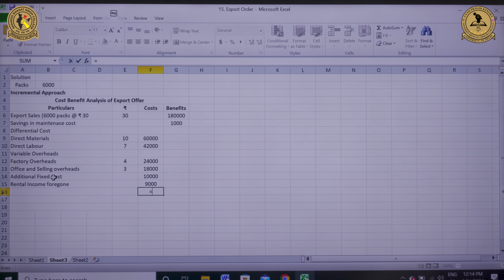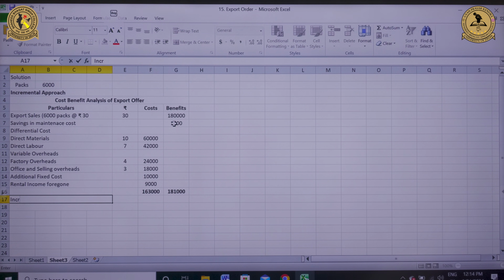Let me total it, equals to sum, bracket open, and select all these cells ranging from F9 to F15, bracket close, and press enter. It comes out to be 1,63,000. So my total cost arising from this export order is 1,63,000. Let's now calculate the benefits as well. Again, equals to sum, and the range of values is G6 to G7, bracket close, and press enter. It comes out to be 1,81,000.